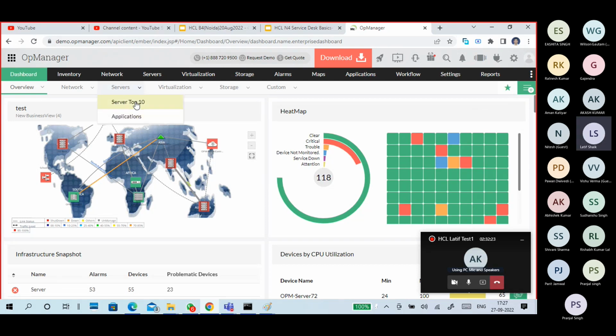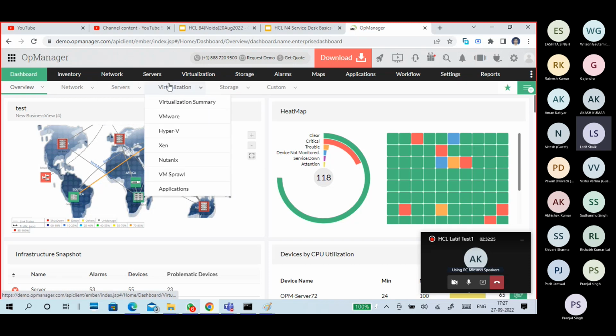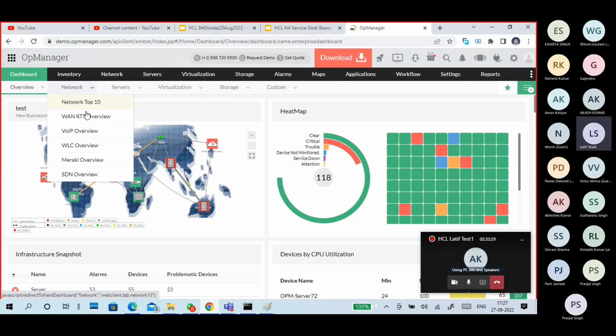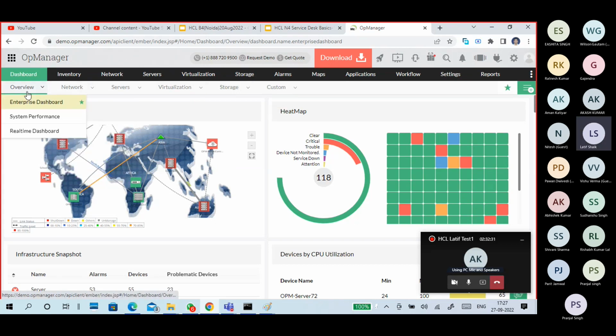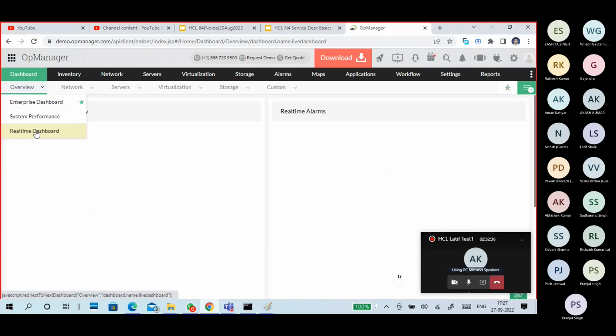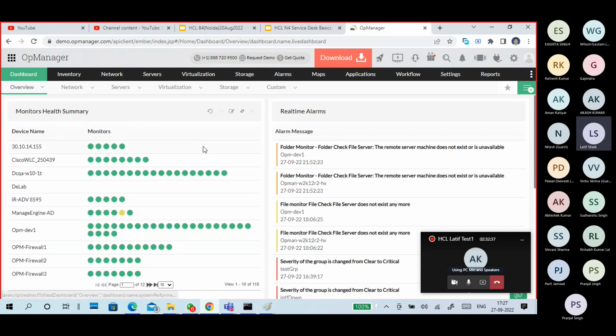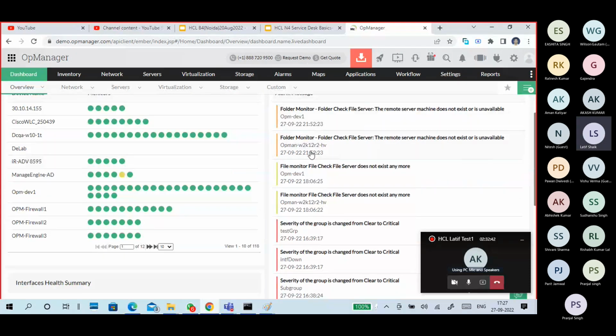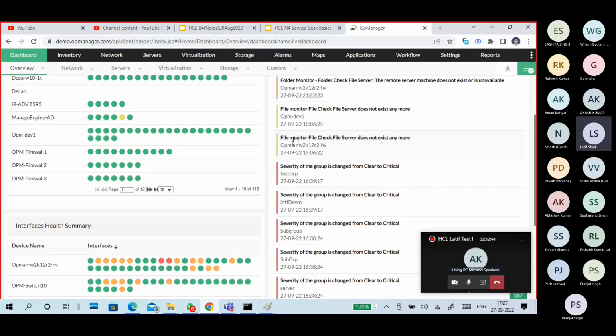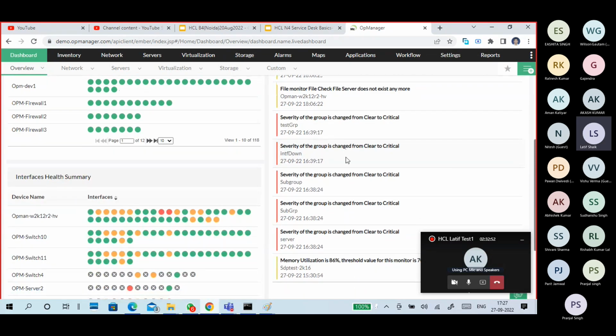So I'll go to top 10 servers, applications, virtualization related servers, storage related, network related, and overview, system performance, real-time dashboard, that is the enterprise dashboard. This is a real-time dashboard. So here are the alarm messages. What is this? File monitor, file check: file server does not exist anymore. Your file server is not existing anymore.